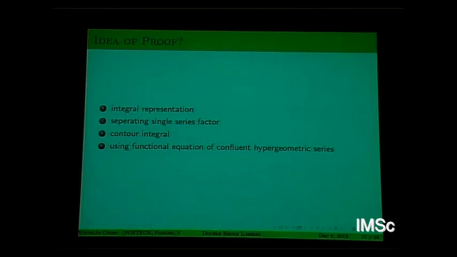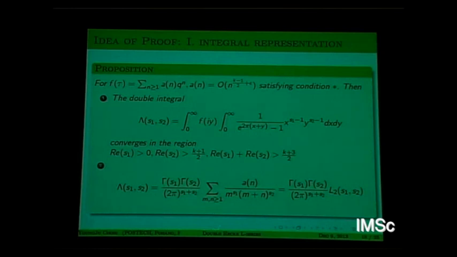Okay, so let me just briefly mention how one can prove this. In this case, we have an integral representation. And the second thing is we have to separate some variable in order to avoid singularity. Then we use heavy analysis, then we have to do some contour integral, then again we have to use a functional equation for confluent hypergeometric series. So this is one of the main ingredients we have.